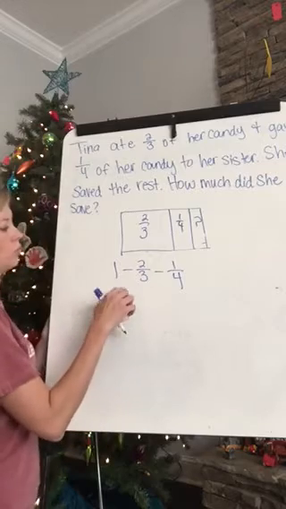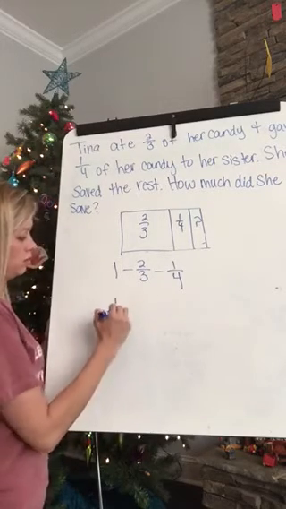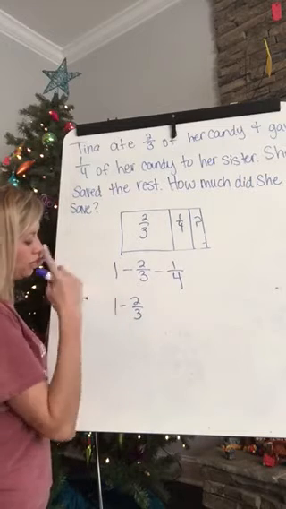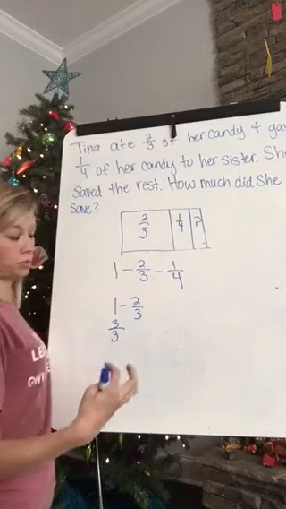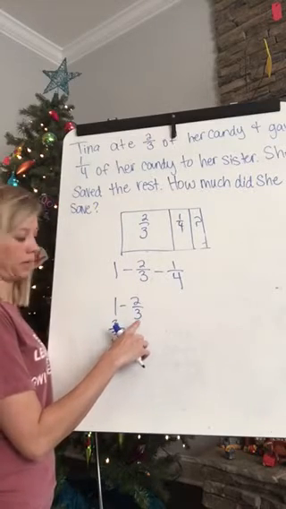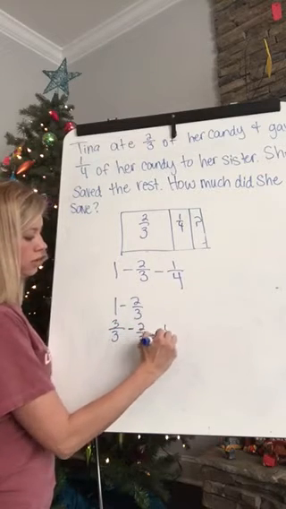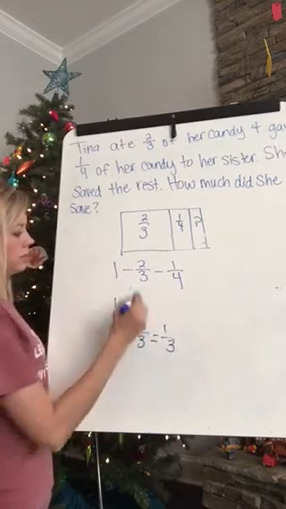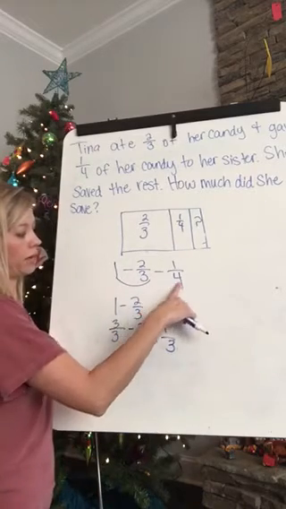So I'm going to start with 1 minus 2/3. And to do that, I'm going to think about a whole as 3/3 because 3/3 is a whole, and I'm dealing with thirds, so that's what I want to think about here. So 3/3 minus 2/3 equals 1/3. So now I've done this part of my problem. So now I've got to take away a fourth.